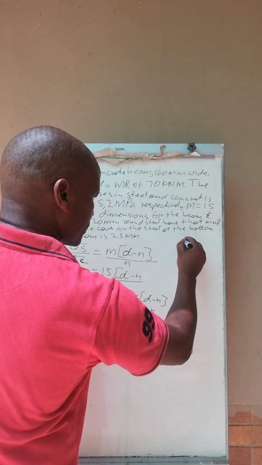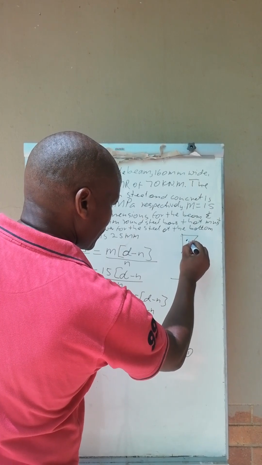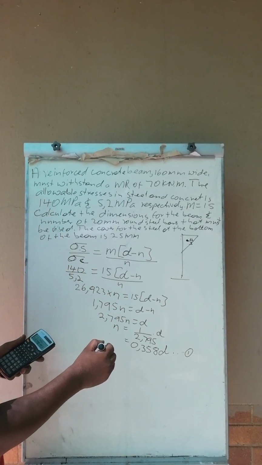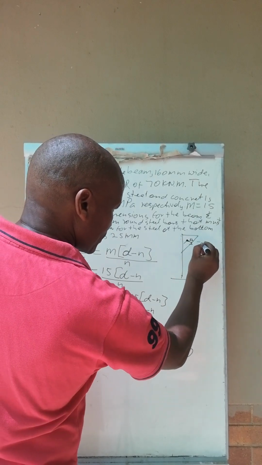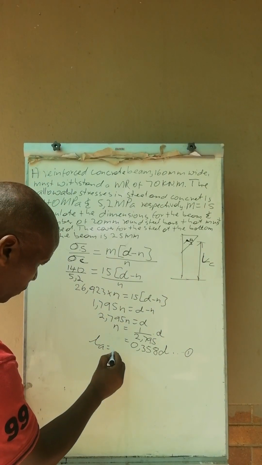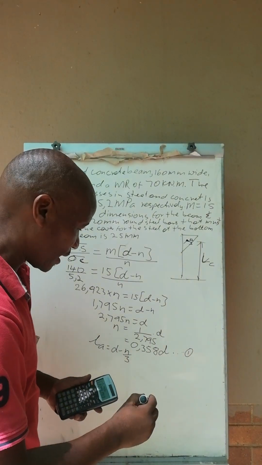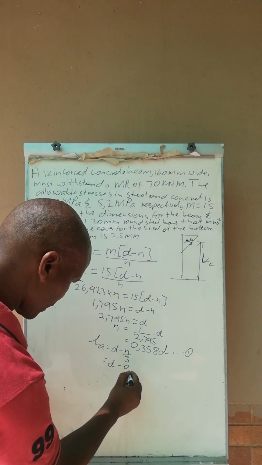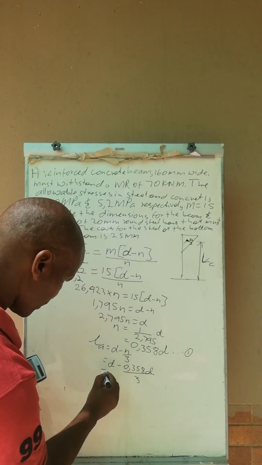But remember as well, we say the centroid of a triangle is N over 3. So the distance from here to there, this distance is LA. So LA is equal to D minus N over 3. We proved that initially. So this is D minus 0.358 D over 3.